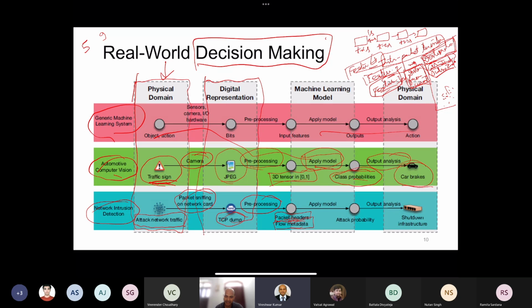And then you will have to actually utilize a machine learning model. And for that, you have to do pre-processing because these models are generic. The same model could be utilized for computer vision, and the same model could be utilized for network intrusion detection. So you have to do some pre-processing to use these models, and then you get back to the physical domain, probably do some action. So the decision of the machine learning model will again result back to the physical domain.